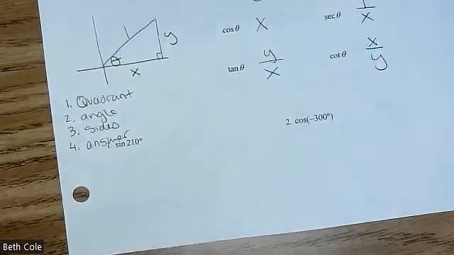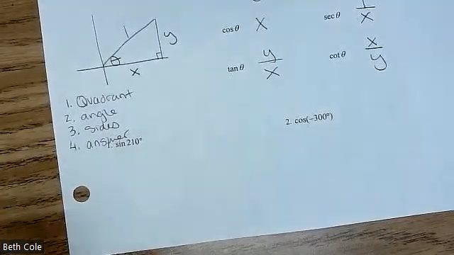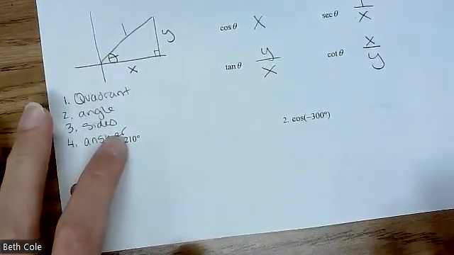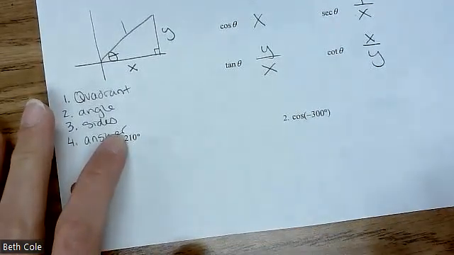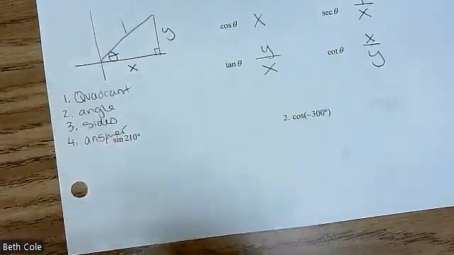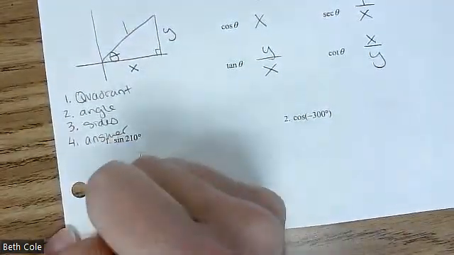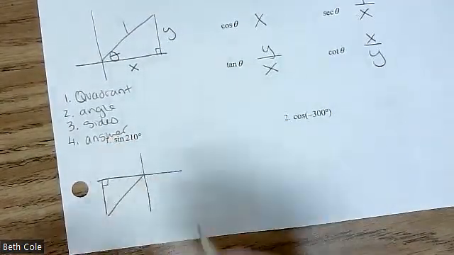So for this first one, it doesn't matter that it says sine. That doesn't matter until we get to step 4. The fact that it says sine doesn't matter. It's just the 210 degrees, okay? What quadrant is 210 in? 3. Draw a triangle in quadrant 3.